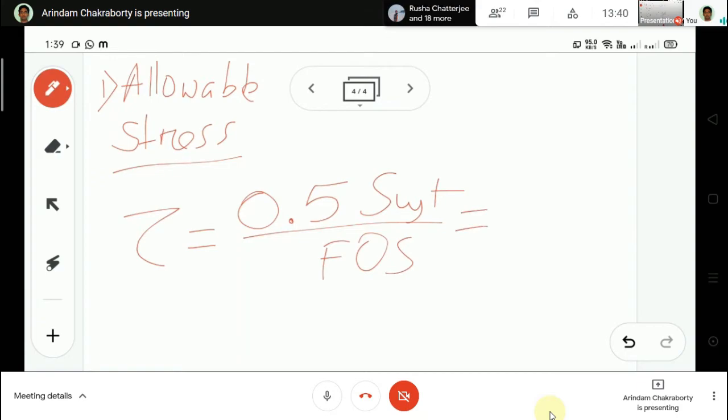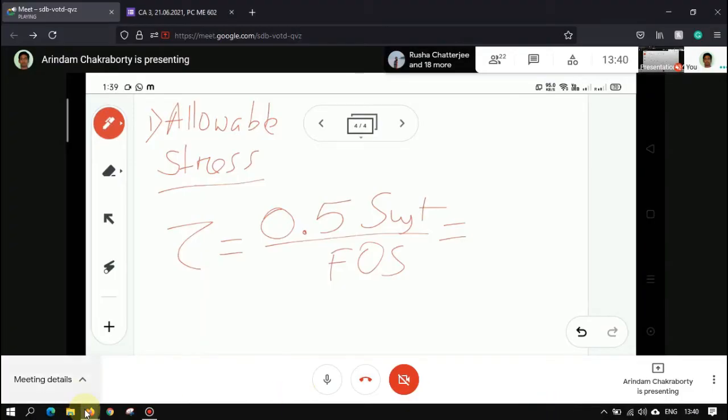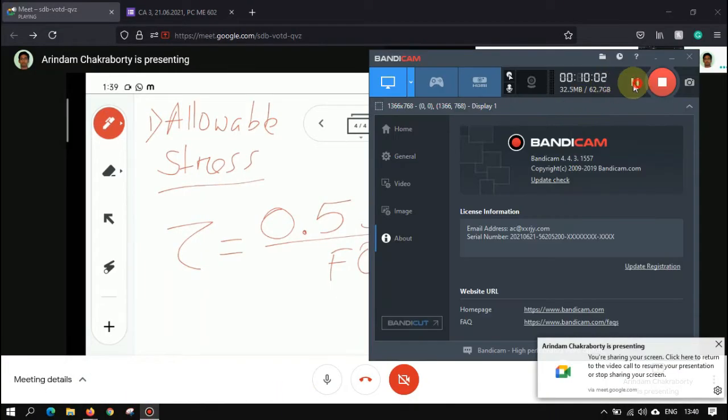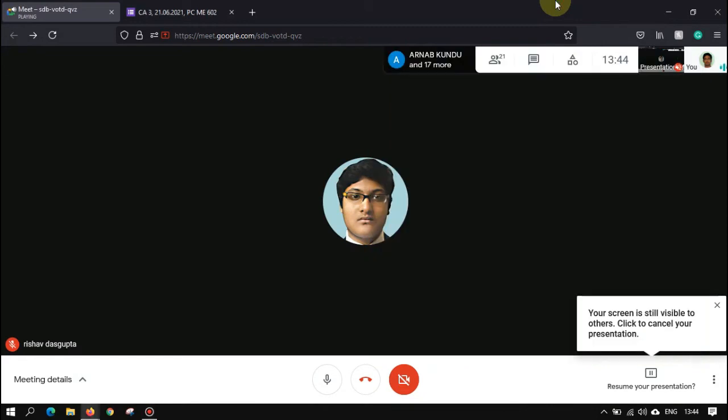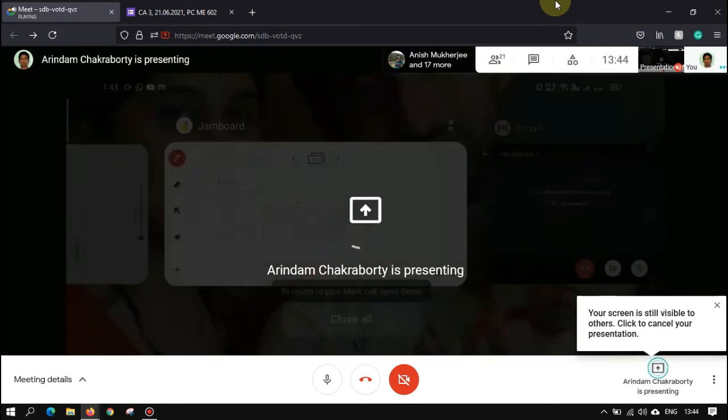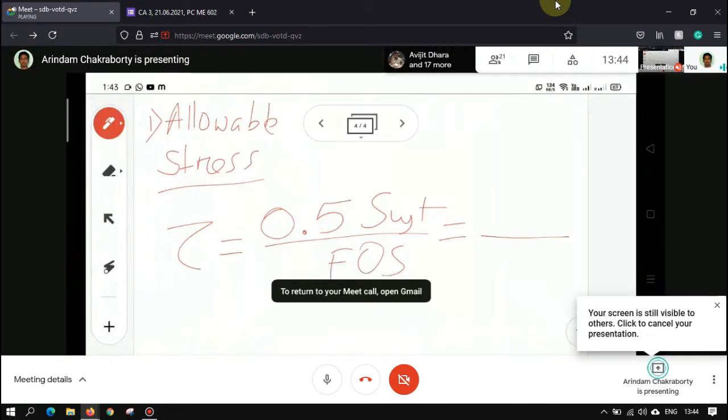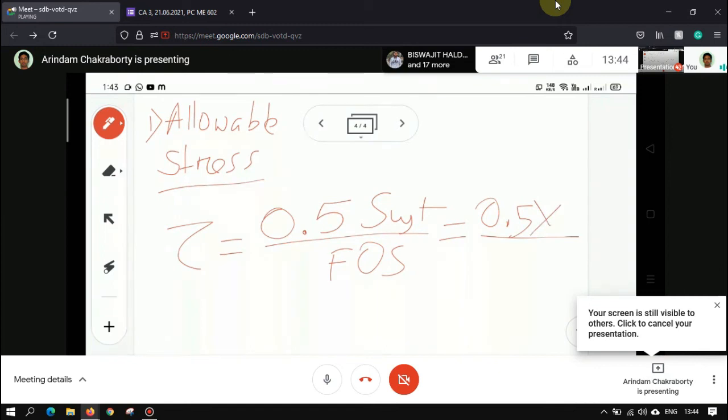So we have to find out the allowable stress. How can you find the allowable stress? To find it, we need to know the formula. So what is the formula? 0.5 into the allowable stress, which is given over here as 380.